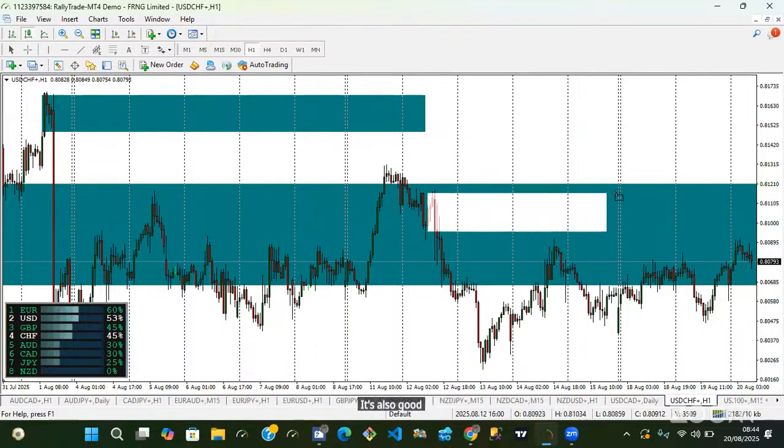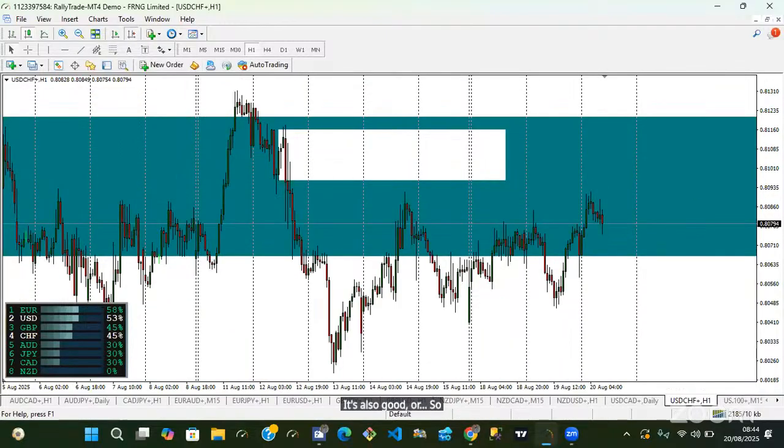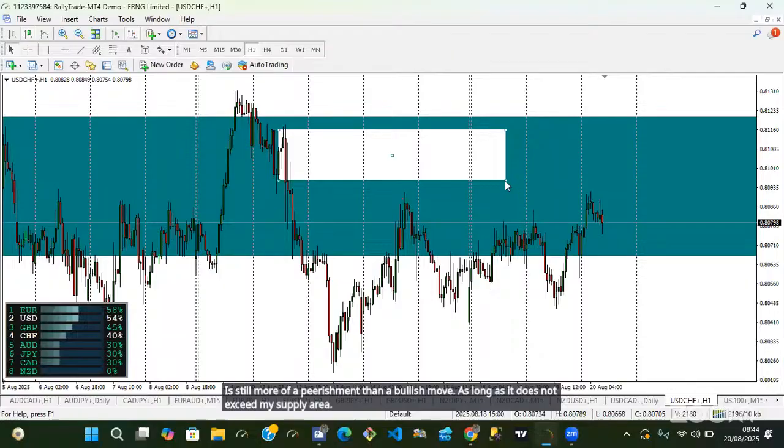Well, so sorry, this level's right here. In other words, I still expect USD CHF to push to the downside. USD CHF is still more of a bearish move than a bullish move, as long as it does not exceed my supply area. Then I'm still fine.